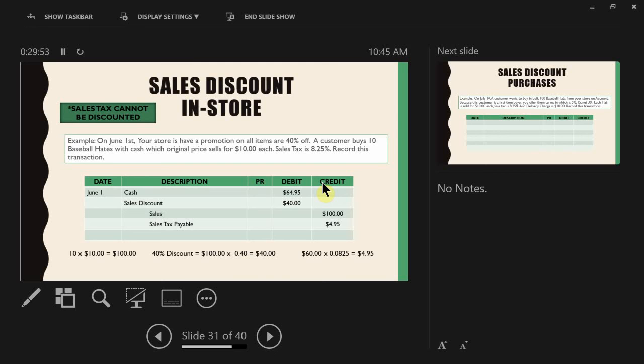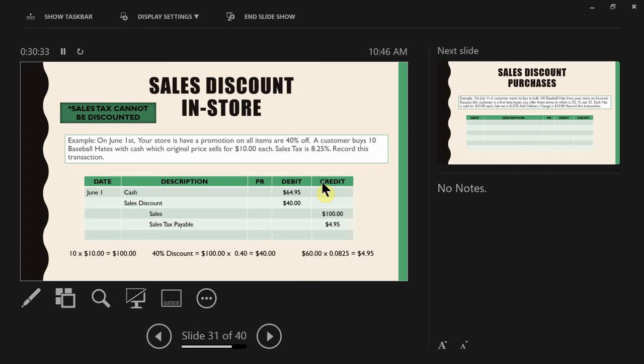So in this case, that's exactly what I'm going to do. I'm going to take my $100 minus the $40. That means I'm left with $60. If I'm left with $60, that is the amount that you can tax. You always calculate the tax after the discount, never before. Because in this case, I didn't actually sell $100 worth of merchandise. I only sold $60. So again, sales tax is always going to be calculated after the discount.